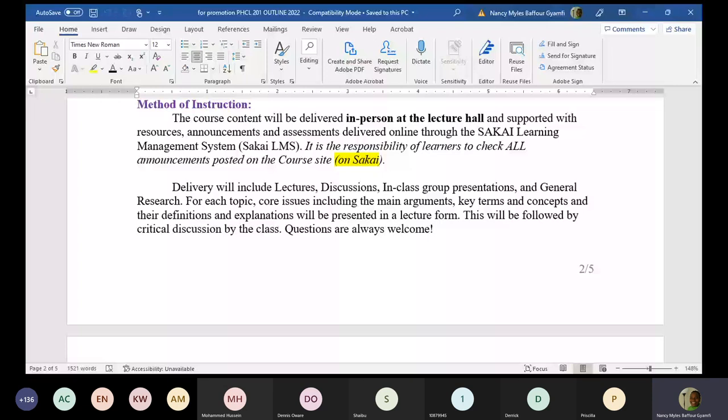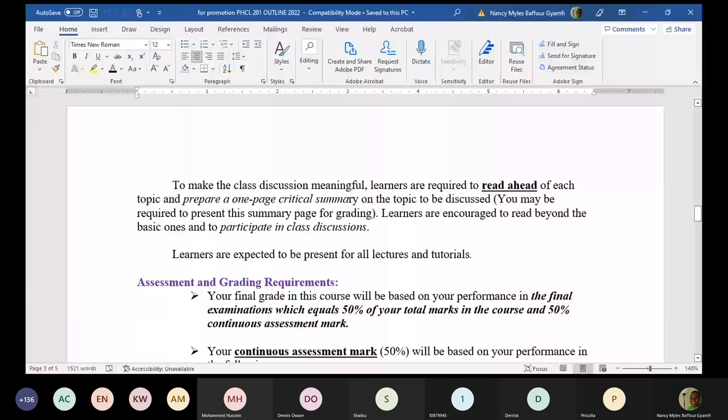We have engaged already in level 100. Nothing much will change. You do your one-page critical summary of every topic. When I come to class and I want to test whether students have engaged the content, I will take that one-page summary and I'll grade it and record. It is for you. So when you read the topic, you do a one-page summary. Okay? For your own sake.